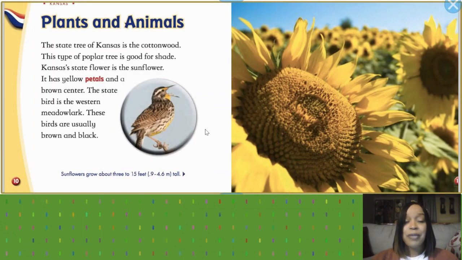Plants and animals. The state tree of Kansas is the cottonwood. This type of popular tree is good for shade. Kansas state flower is the sunflower. It has yellow petals and a brown center. The state bird is the western meadowlark. These birds are usually brown and black. Sunflowers grow about 3 to 15 feet tall.